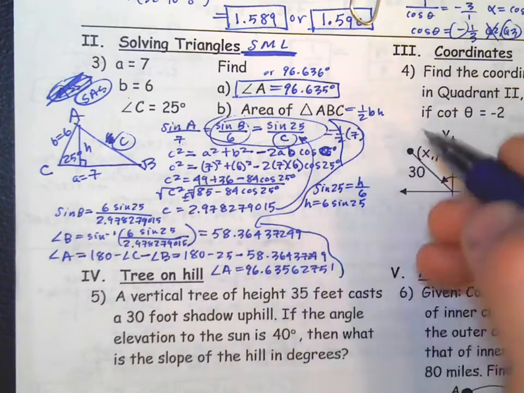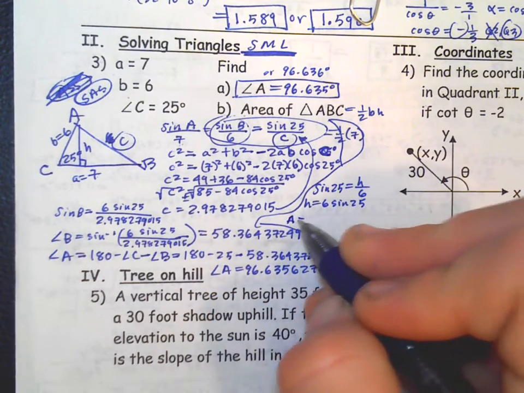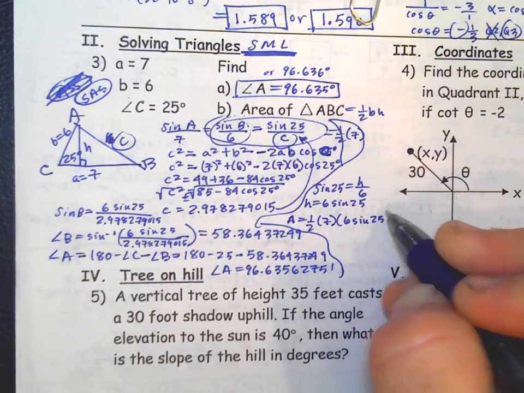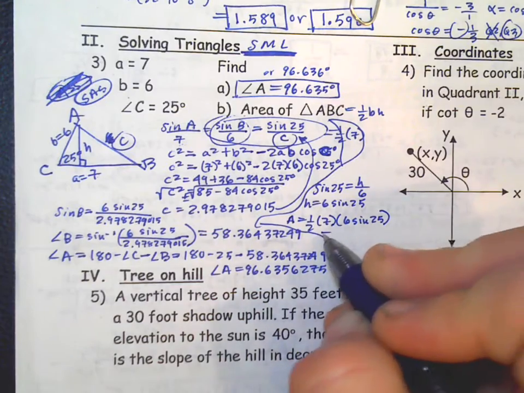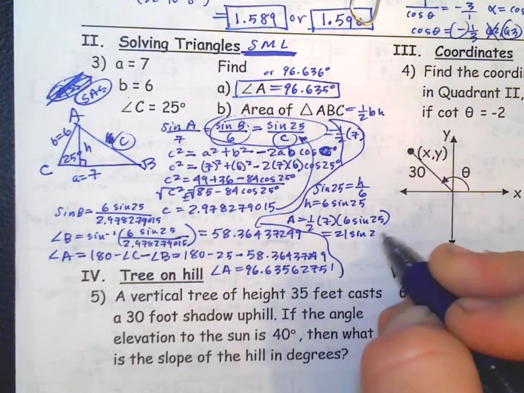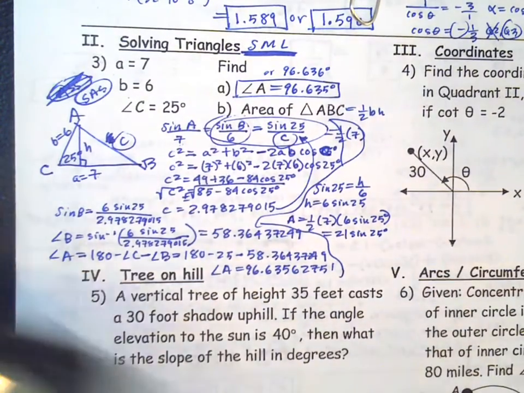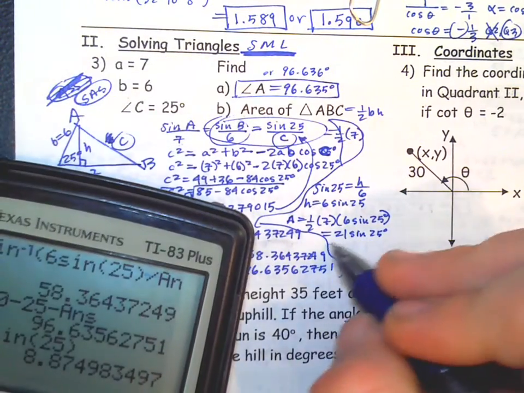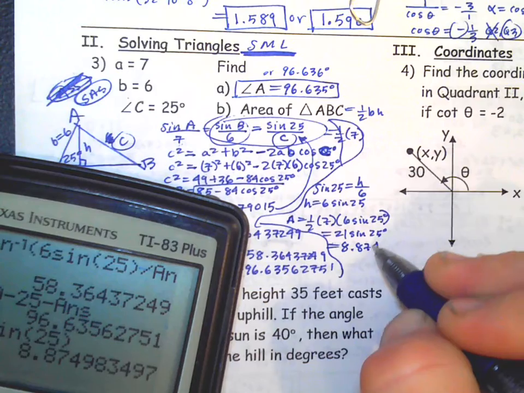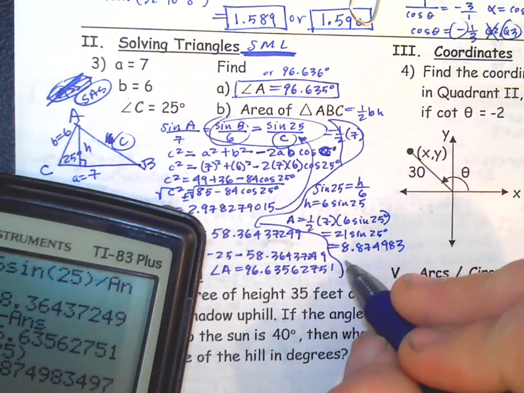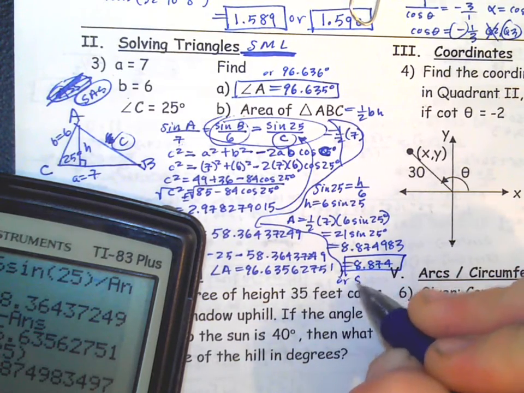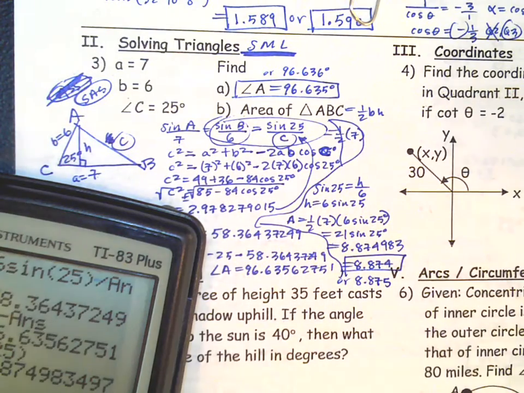So the area of the triangle is going to be 1/2. I'm going to use 7 for the base, 6 sine 25 for the height. So, I mean, this is the exact answer, by the way, right? I mean, we could even write 21 sine 25. That's the area. But we can plug in our calculator too, 21 sine 25. And we get 8.874983. So the area is 8.874, or 8.875 if you're into that. Okay, so you got to watch out for that. You got to do small, medium, large.